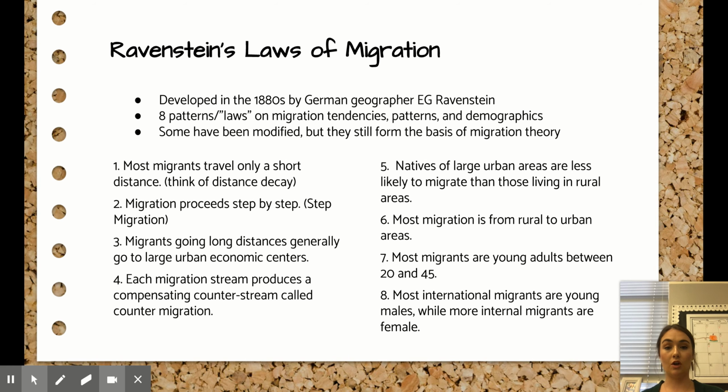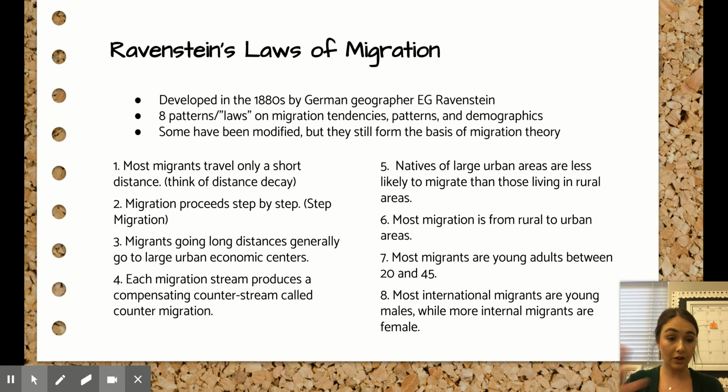The fifth law of migration is that natives of large urban areas, so cities, are less likely to migrate than those living in rural areas. And that is simply because of opportunity. People living in large cities pretty much have all the opportunity to do what they need to do or what they want to do. People living in rural areas, what they want to do, what they dream of doing, may not be in the place that they're living. So that is why people who live in large cities are less likely to migrate than people living in rural areas.